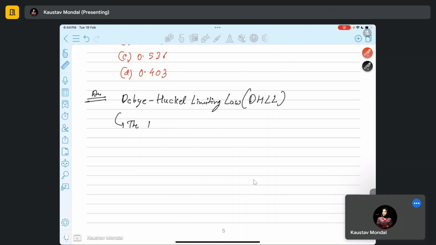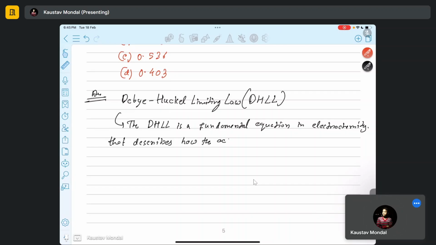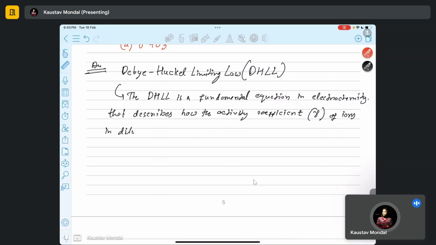The DHLL is a fundamental equation that describes how the activity coefficient, gamma, of ions in dilute solutions varies with ionic strength.